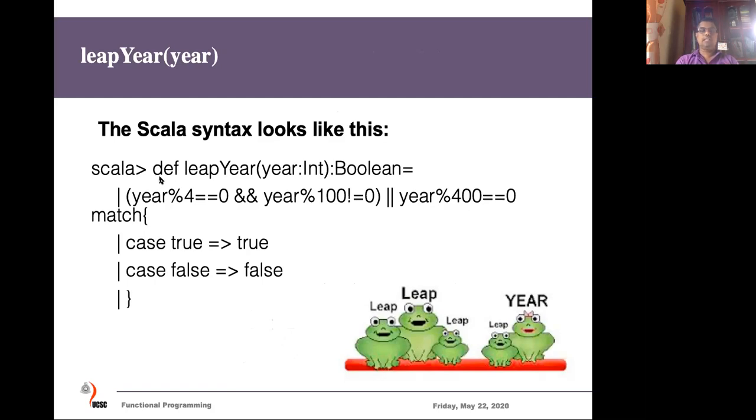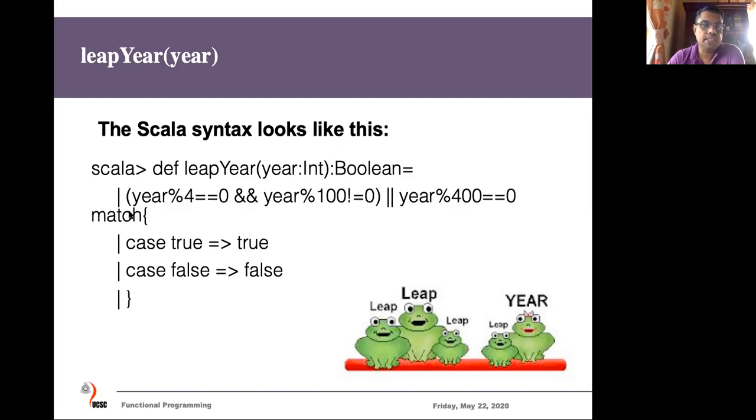So there we write a function called leap year. It takes the year as an integer. This is the parameter used by the leap year function, and it returns true or false based on our condition. There are several conditions to be checked before we determine the given year is a leap year. So what are these conditions?